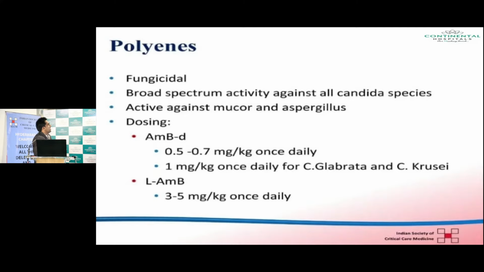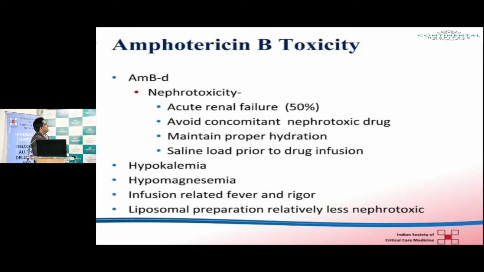The dosing is 0.7 mg per kg, whereas in case of the lipid complex, the dose goes up to 1 mg per kg. The dose of liposomal amphotericin B is 3 to 5 mg per kg body weight. Regarding amphotericin toxicity, they are nephrotoxic. They can cause nephrotoxicity in up to 50% of cases.